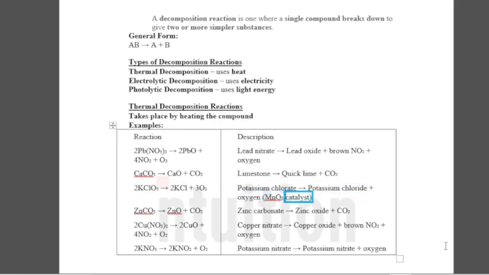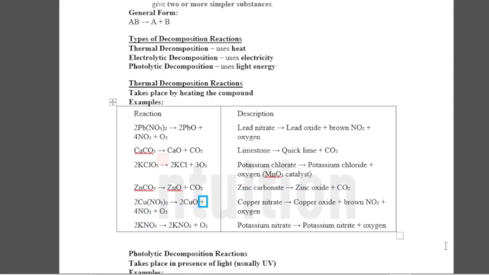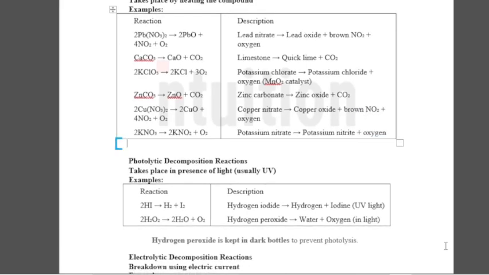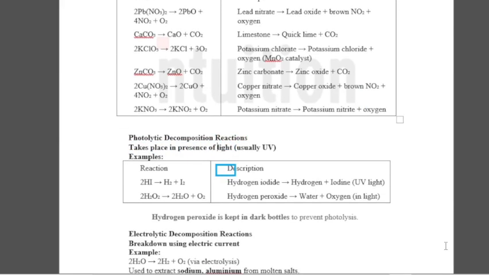MnO2 is the catalyst. ZnCO3 gives ZnO plus CO2, zinc carbonate gives zinc oxide plus CO2. 2Cu(NO3)2 gives 2CuO plus 4NO2 plus O2, copper nitrate gives copper oxide plus brown NO2 plus oxygen. 2KNO3 gives 2KNO2 plus O2, potassium nitrate gives potassium nitrite plus oxygen. Photolytic decomposition reactions take place in presence of light, usually UV.